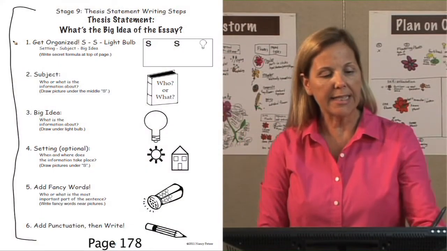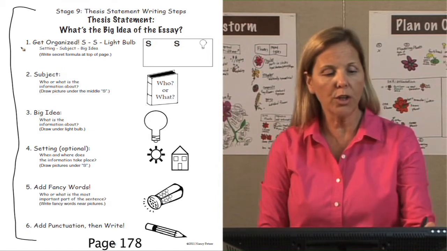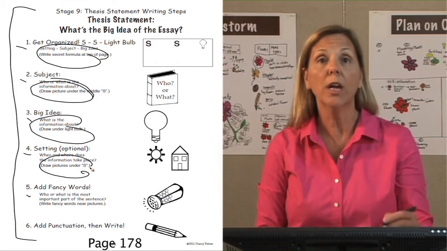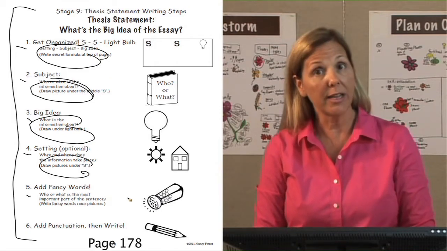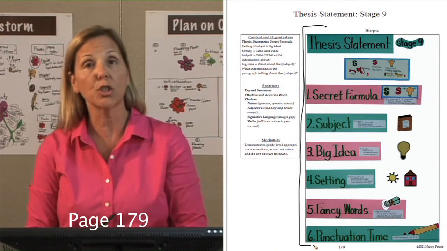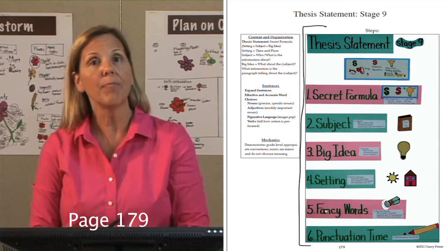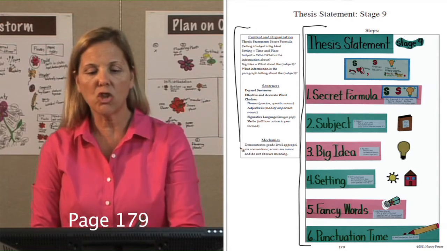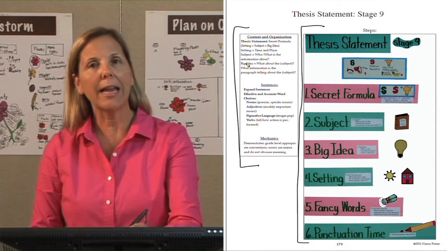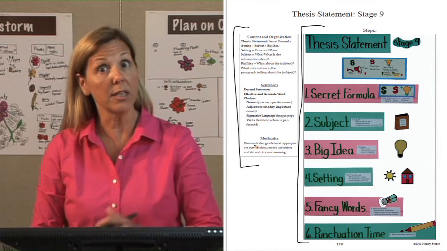Page 178 is the at-a-glance teacher chart for stage 9. These are all your steps listed out with added information that you can refer to when you're teaching students how to write a thesis statement. On the facing page, what you will see is a chart that you can display for your students so that they can follow the steps to write a thesis statement, as well as a checklist. When the students are finished writing this big idea, you can go back and use this checklist to make sure that they have all the elements in place that are necessary for a thesis statement.